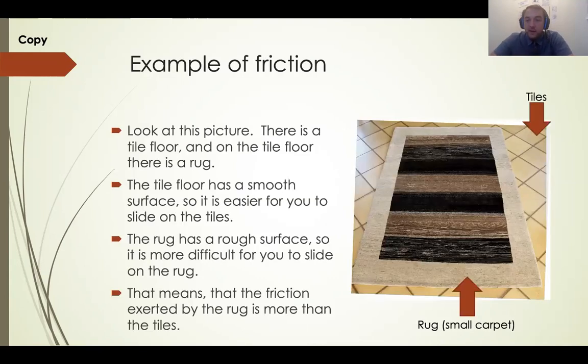Example of friction. So in that picture, we have a tiled floor and a small carpet, a rug. Normally tiles are quite slippery, while rugs or carpets are not that slippery. Why is that? Well, the tile floor has a smooth surface, so it's very smooth. You can just slide on it. So it's easier for you to slide on tiles. Rugs, on the other hand, have a rough surface. It's not smooth, it's rough. So it is more difficult for you to slide on the rug. So that means that the friction exerted by the rug is more than the tiles. Okay, so the rug has more friction than the tiles.